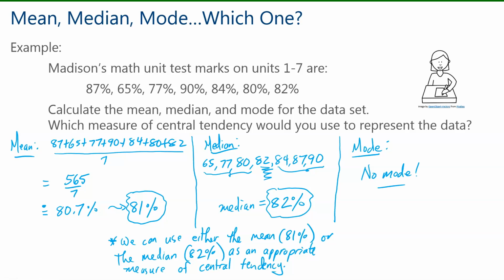As you have seen from the examples we have carried out, there are no hard and fast rules to decide which measure of central tendency you are going to use, but as long as you follow the guidelines, you should be fine.